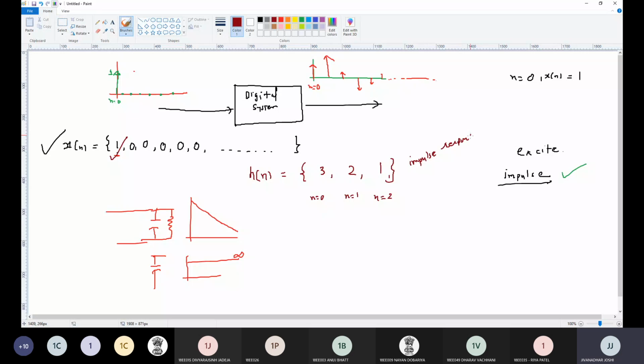Because we have applied the impulse, that's why what we get as a response is known as the impulse response of the system. And it's easy to record the output, right? Connect an oscilloscope over here or an ADC and measure how much is the value of the output when I'm exciting the system with an impulse. So now you know two things, your input as well as the impulse response.